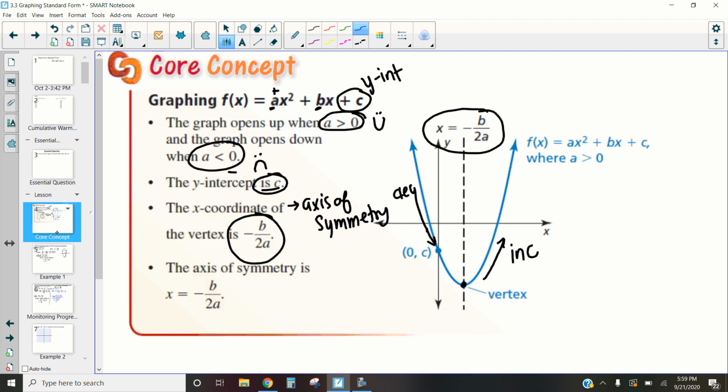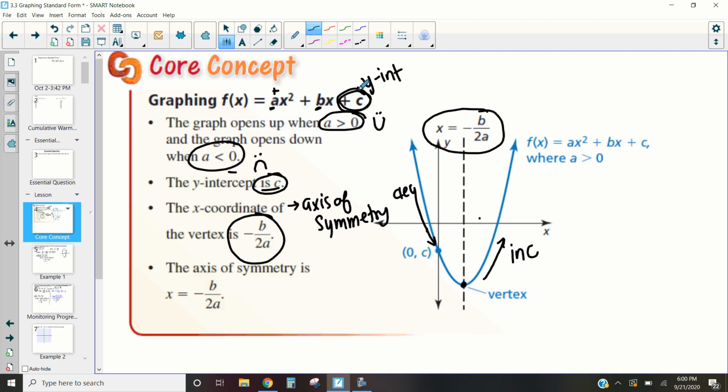So when our a value is positive, remember it's going to open up. When our a value is negative, it's going to open down. This c value here is going to be our y-intercept, or tell us where it crosses our y-axis. To find our axis of symmetry, or the x-coordinate of the vertex, it's going to be the equation x equals negative b over 2a, and that's also our axis of symmetry.